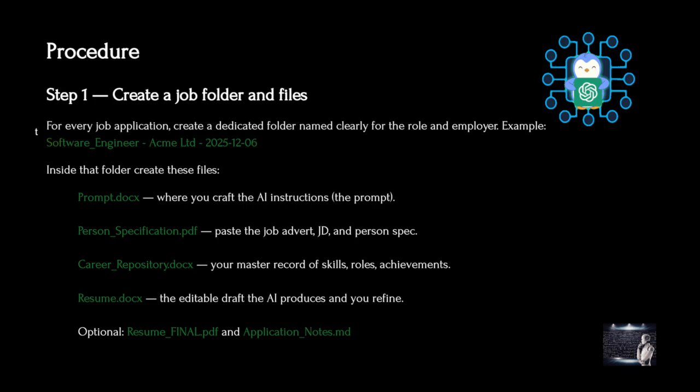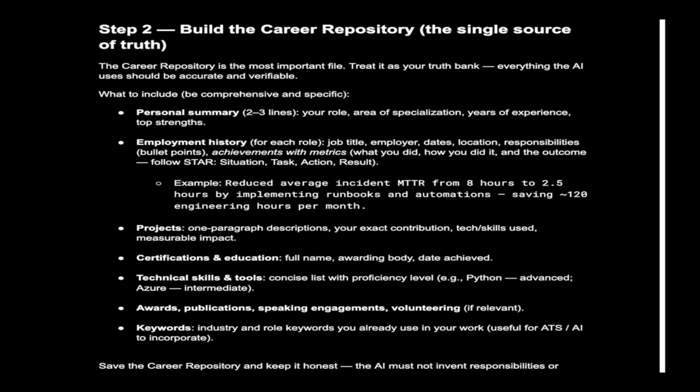Then second step. Now that you've created those files, they are blank files, we need to create the contents for those files. So open the career repository file. In this file, we are going to document all your career history, attributes, knowledge, and skills which can help you land a job. You need to write down the comprehensive, detailed past experience, skills, achievements up to date.